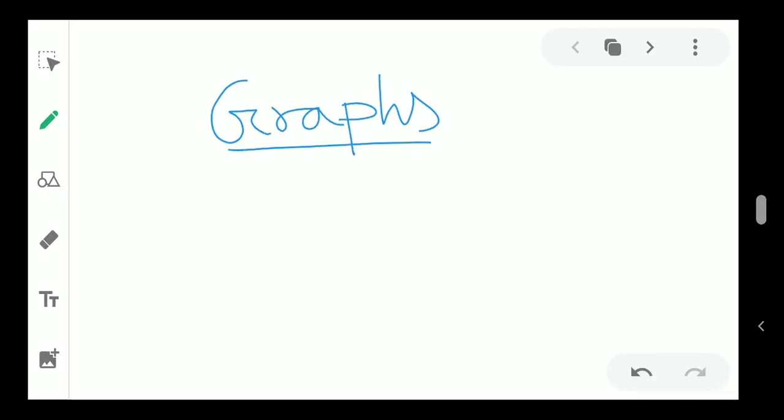Students, so today we are going to learn something new. It's all about graphs. Now, what are graphs? Okay, graphs are basically a kind of map. Let's say we have our classroom like this. So, this is our class.